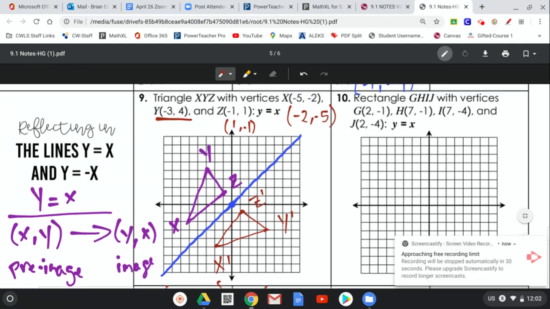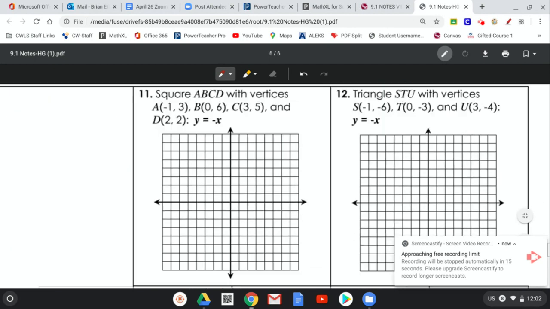So what I want you to do, guys, is try number 10 on your own. Remember, flip those coordinates, all right? And it looks like we're going to get cut off with this video, but check your answer to number 10 on Canvas, and then we will come back and do number 11 together.